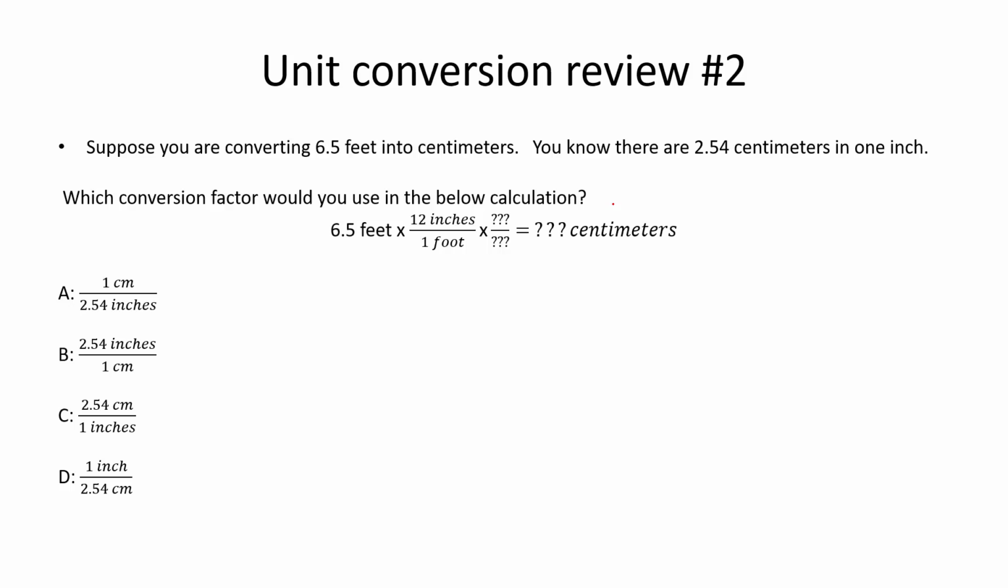All right, let's go ahead and try one more here. So now we want to go all the way from feet to centimeters. And so far we have 6.5 feet multiplied by 12 inches per foot. So we're going to need to go from inches to centimeters. We know there are 2.54 centimeters in 1 inch. So if you'd like, pause the video and give this a try.